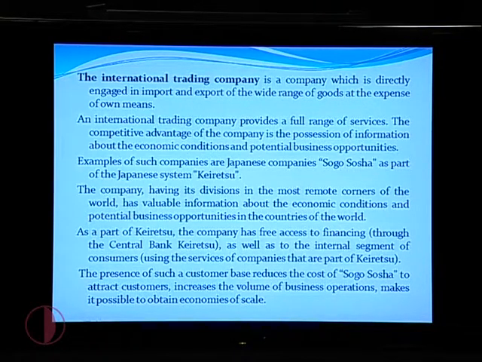The company, having its divisions in the most remote corners of the world, has valuable information about the economic condition and potential business opportunities in countries all over the world. As part of Keiretsu, the company has free access to financing through the central bank of Keiretsu, as well as to the internal segment of consumers using the services of companies that are part of Keiretsu. The presence of such a customer base reduces the cost for Sogo Sosha of attracting customers, increases the volume of business operations, and makes it possible to obtain economies of scale.